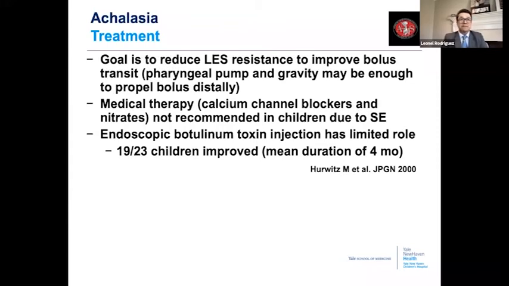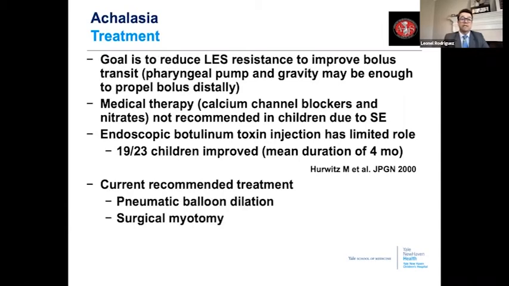In equivocal cases, you have a patient that has dysphagia and the manometry shows somehow variable relaxation. And then if you treat the LES with Botox and the symptoms improve, then you feel a little bit more comfortable that the diagnosis might be achalasia. And also for temporary relief in those that are poor surgical candidates. The current recommendation is either pneumatic balloon dilation, surgical myotomy, or a POEM.